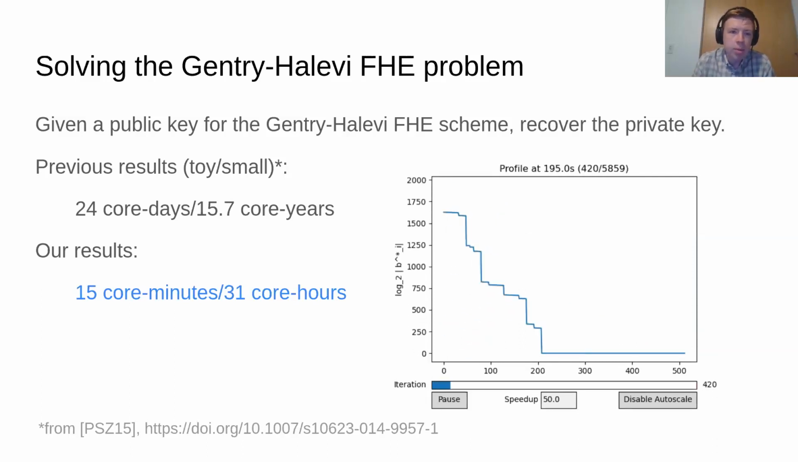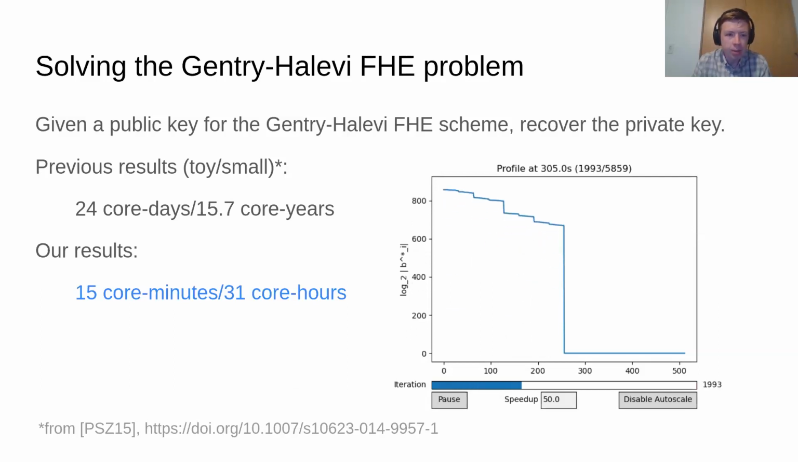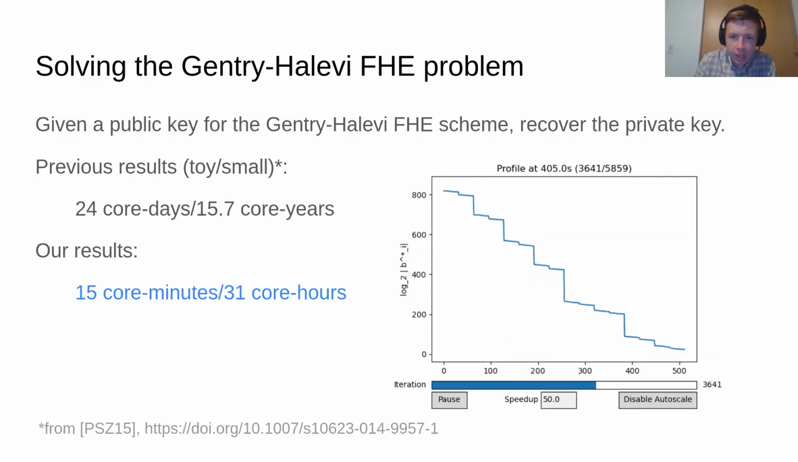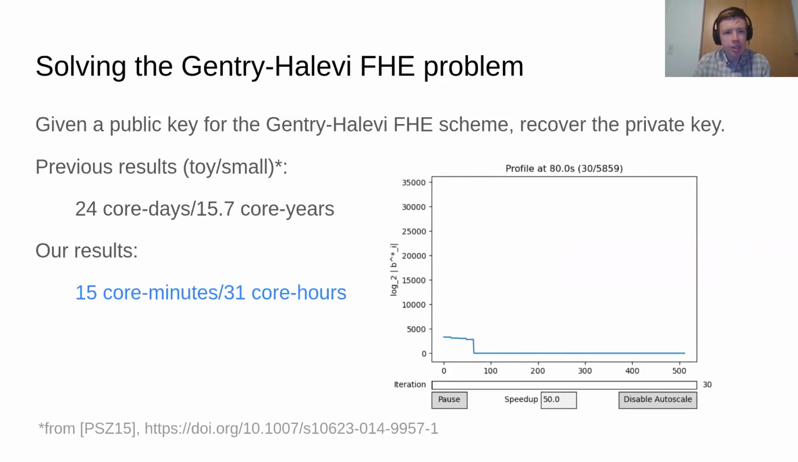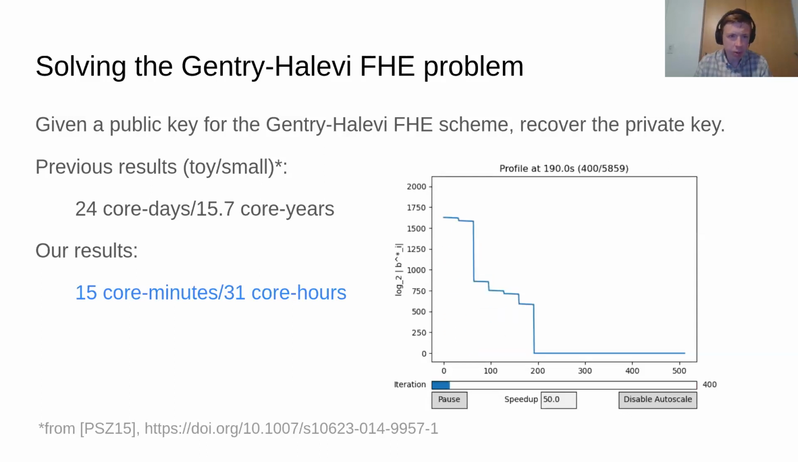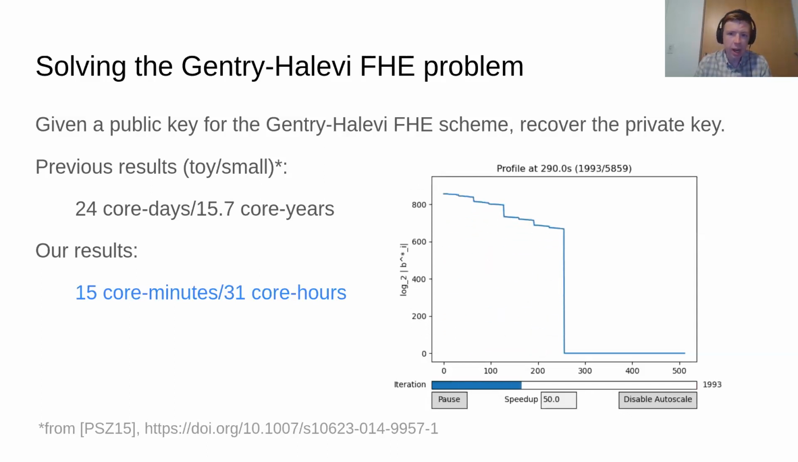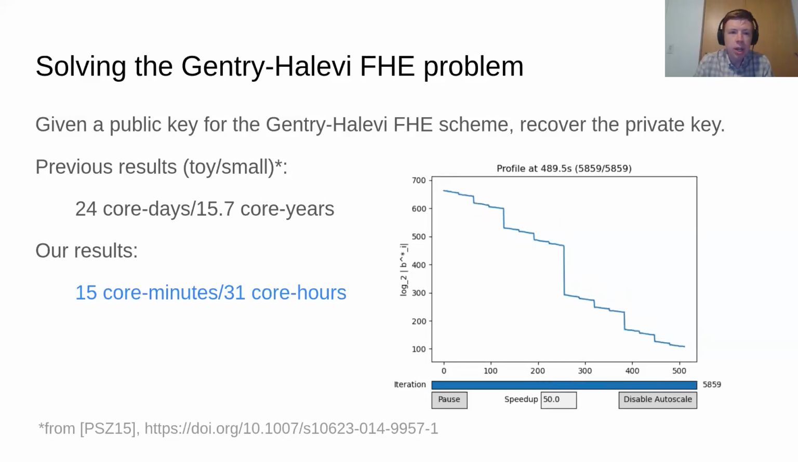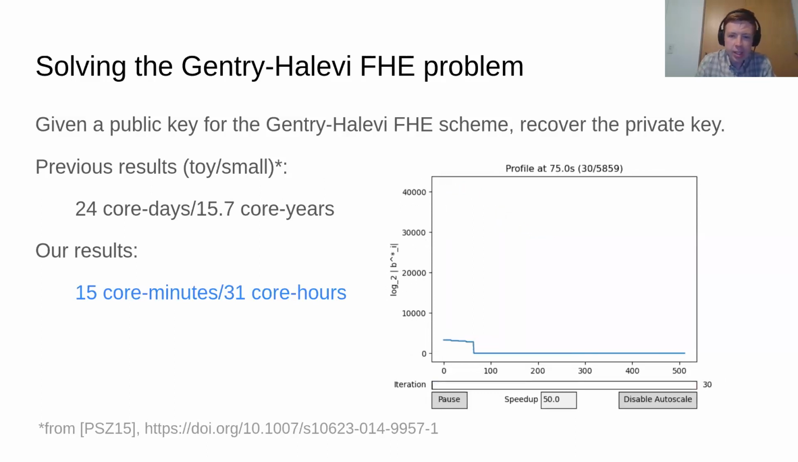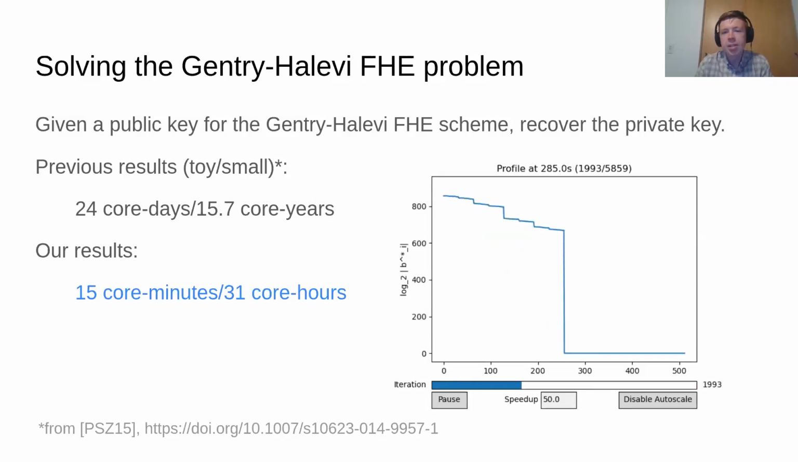And the toy parameter sizes were practically broken in 2015 in 24 core days using a dedicated algorithm. They scaled out the performance of their algorithm to suggest that the small parameters could be broken in 15.7 core years. Our achieved results using a new implementation solve the toy and small problems in 15 core minutes and 31 core hours respectively. So that's, I believe, around a 2,000 or 3,000 times improvement over the prior best.